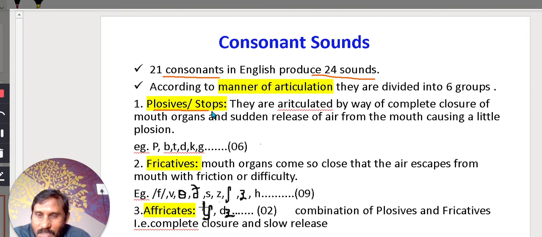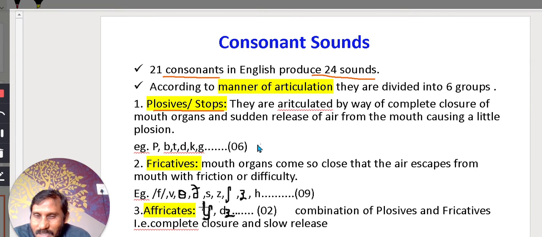As the name itself suggests, plosives or stops. That means they stop completely within the mouth. Two parts of the mouth close completely when the sound is articulated. There is a little bit of explosion, just like a bomb explodes. Here also the sound comes out like a little explosion. It's not an explosion, but a little explosion. Got my point? So these are plosives or stops.